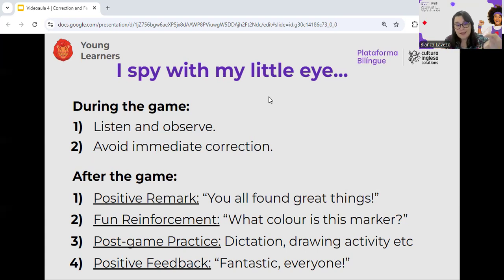The idea is that at the end, you also provide them with feedback, with positive feedback, but also on the task, but also on the language, right? Fantastic, everyone. Look at all the colors you know. Or now you know blue, green, yellow, and so on. You now know 10 colors, for example. So they understand that they were able to complete something and that they did a good job and that they actually know the words, the shapes or the colors, for example. This is one of the games.